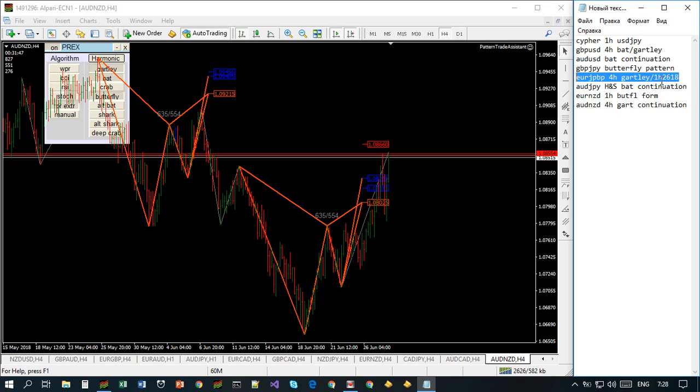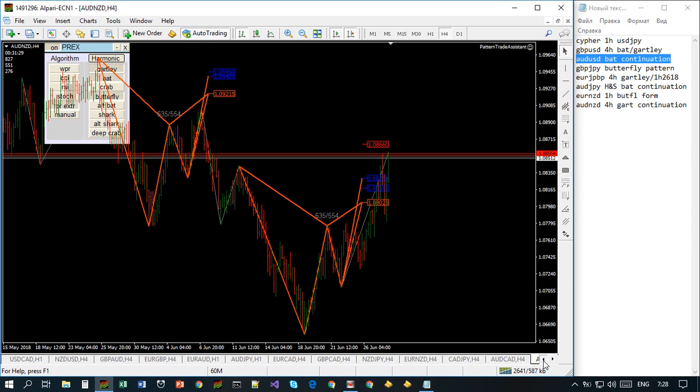I will look for additional confirmation, and if I have an additional confirmation on 1 hour, it will be the idea of the day. And Aussie dollar baht continuation is the second one. Aussie dollar baht continuation. Sell Aussie.